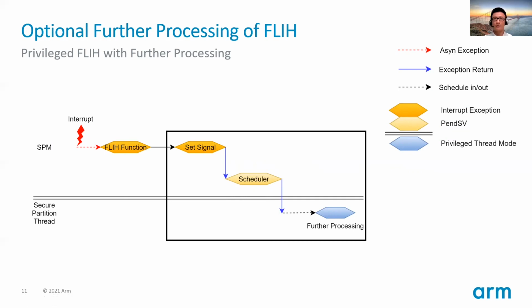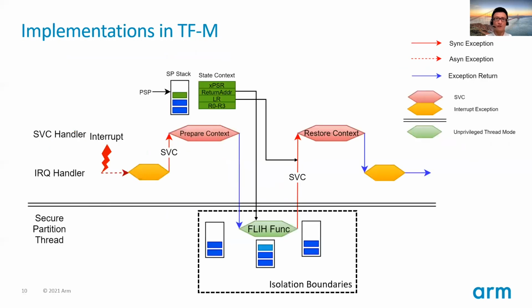And this is optional, so the FLIH function will return a value to the SPM to tell the SPM if further processing is necessary. This return value is carried over through the R0 of the SVC, and the SVC handler will get the return value and it knows if the further processing is required.